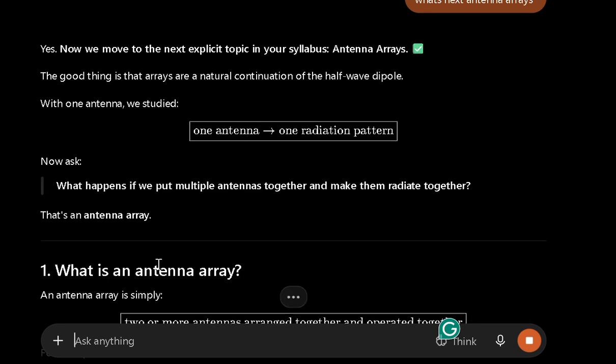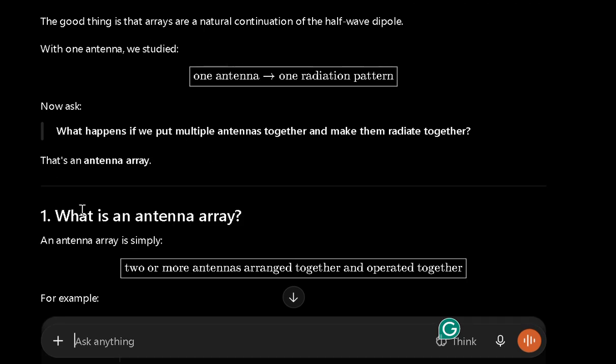Now we move to the next explicit topic in our syllabus, antenna arrays. The good thing is that arrays are a natural continuation of the half-wave dipole, where one antenna means one radiation pattern. Now, what happens when we put multiple antennas together and make them radiate together? That's an antenna array. Multiple antennas increase the directivity.